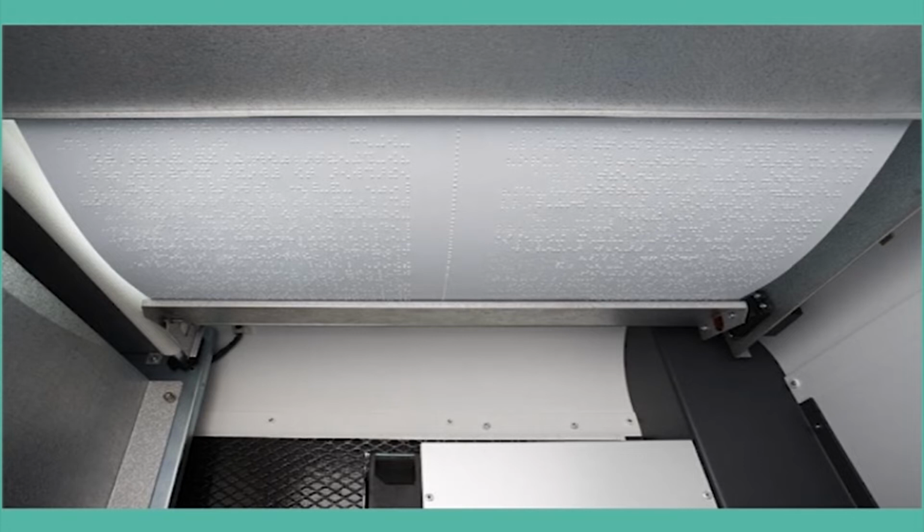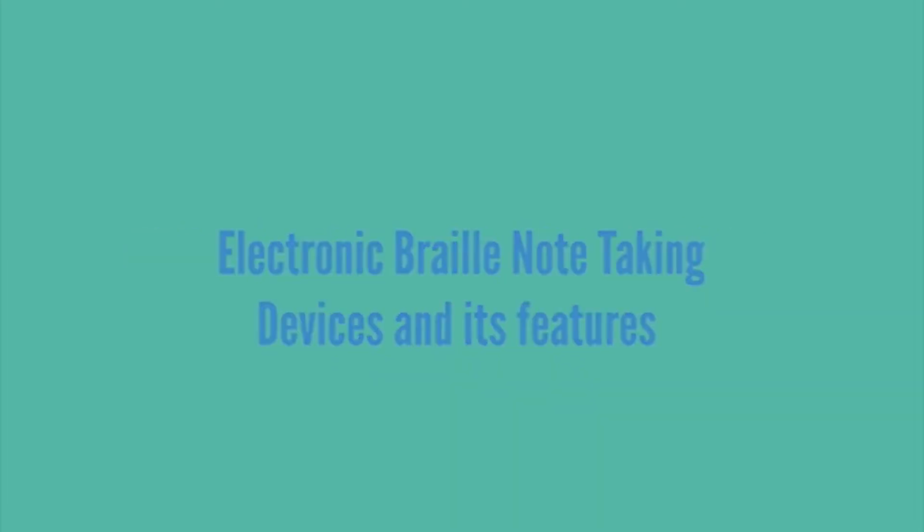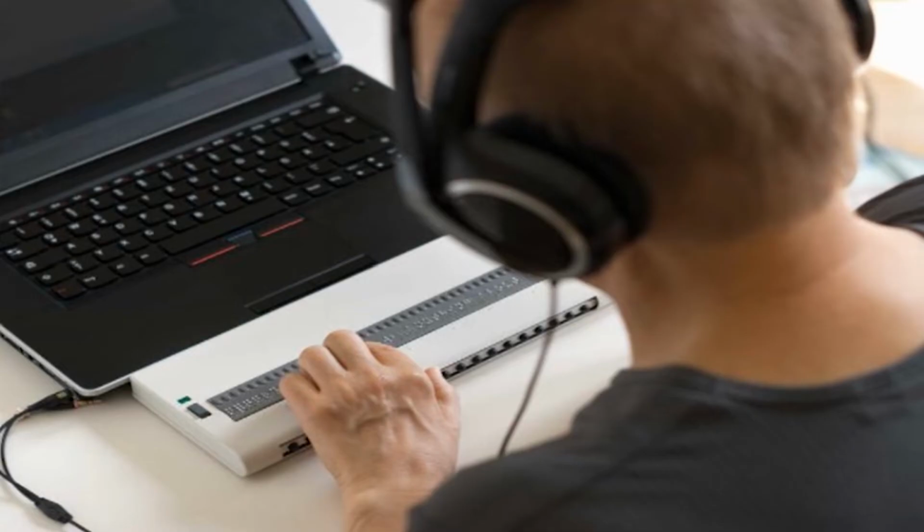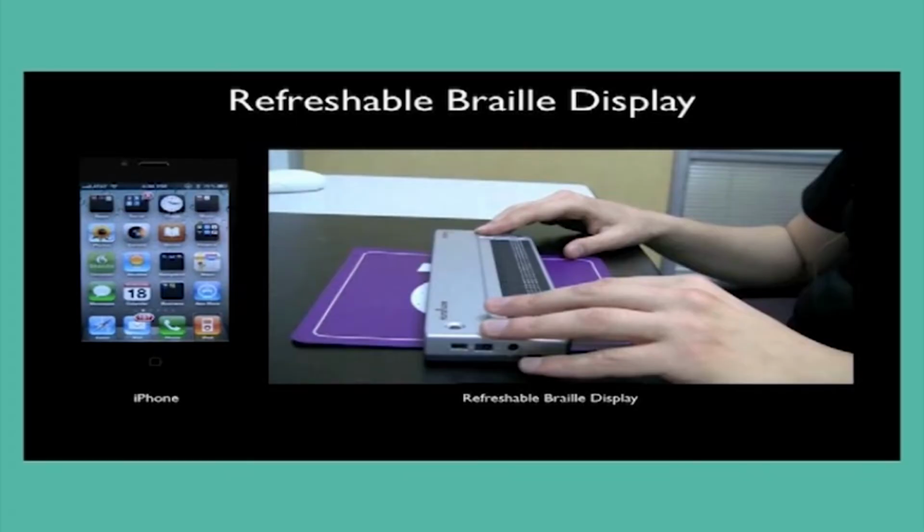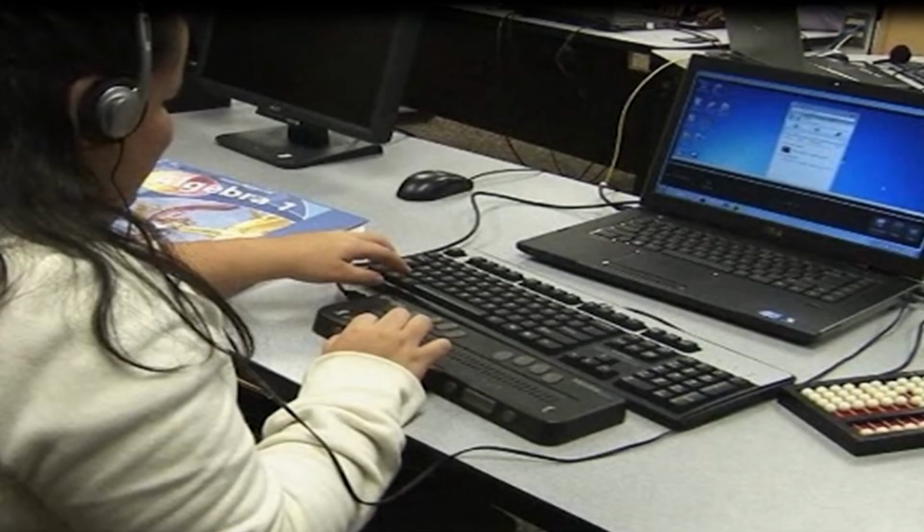Now, let us see electronic Braille note-taking devices and its features. Electronic Braille is produced using an electronic Braille display. They are also known as paperless, soft or refreshable Braille displays. Braille displays work with a screen reader. The device is placed below a computer keyboard and enables the users to read what is on the computer screen by touching Braille.